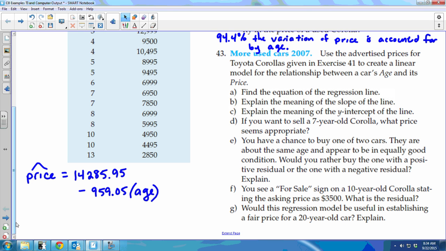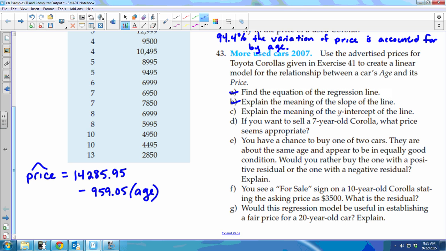For every 1x. So for every 1 year, right, age, for every 1 year, the price decreases by $959. Does that make sense? That's how you interpret slope in context.